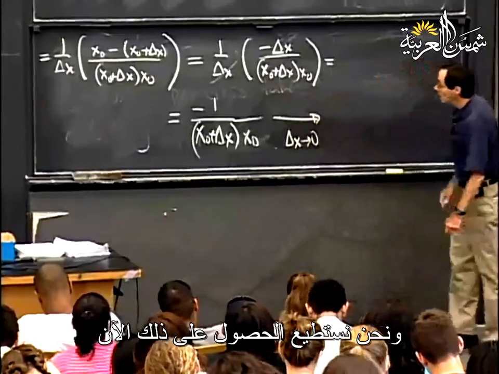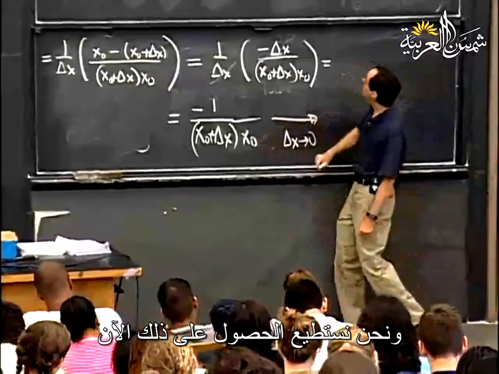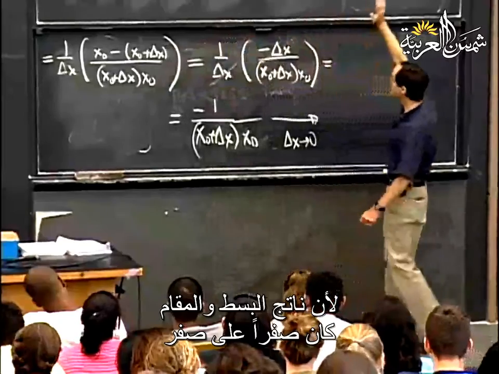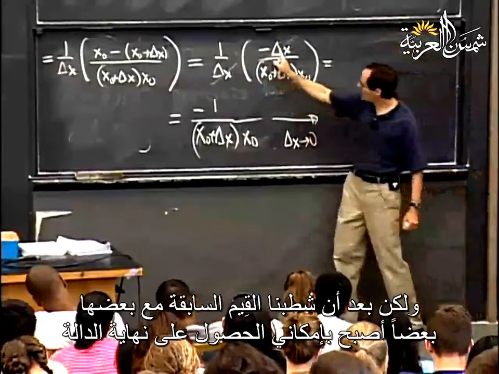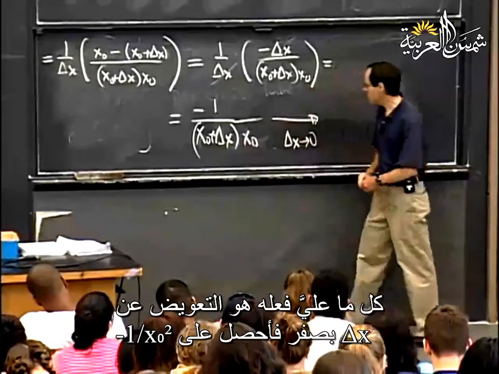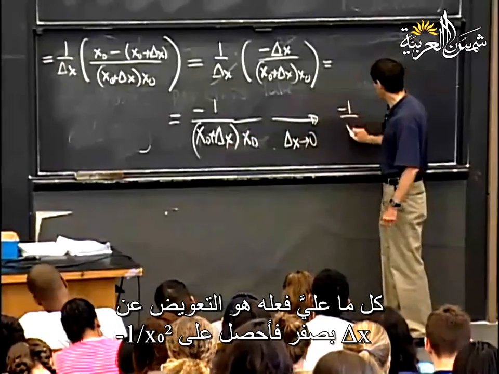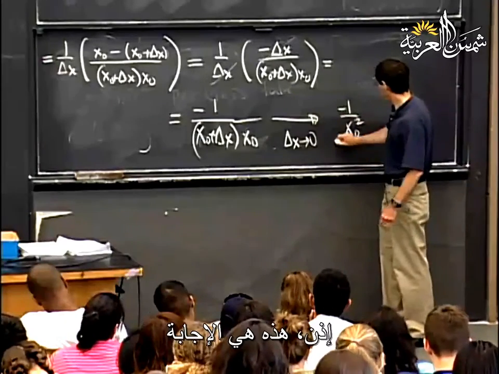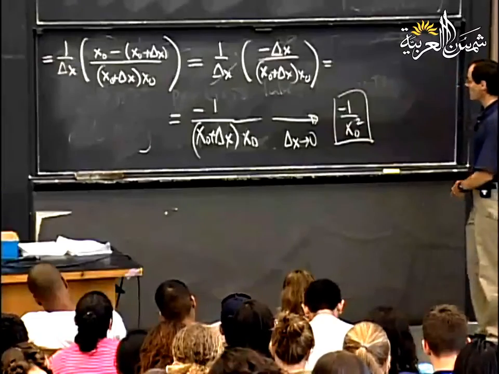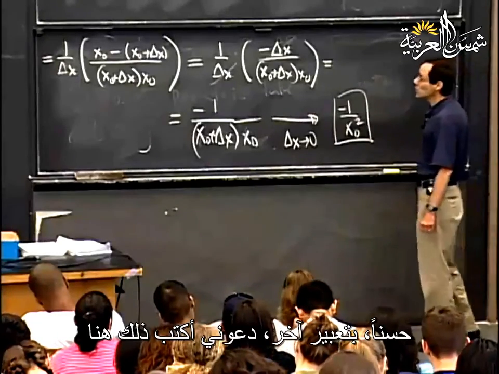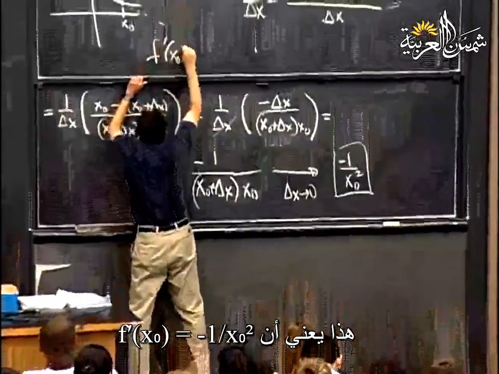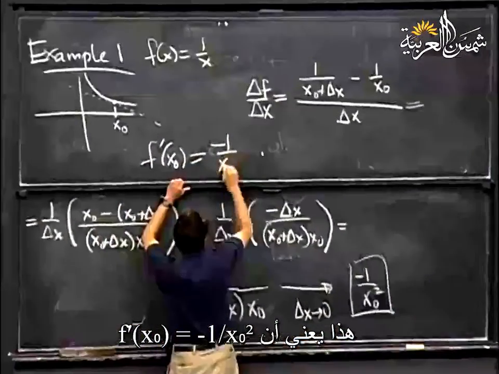And now we can do it. Before we couldn't do it. Why? Because the numerator and the denominator gave us 0 over 0. But now that I've made this cancellation, I can pass to the limit. And all that happens is I set this delta x equal to 0, and I get minus 1 over x0 squared. All right, so that's the answer. In other words, what I've shown, let me put it up here, is that f prime of x0 is minus 1 over x0 squared.